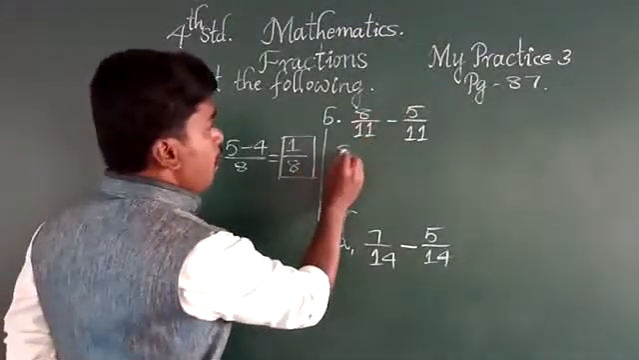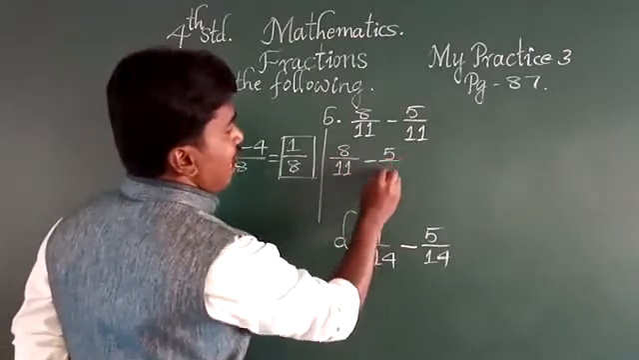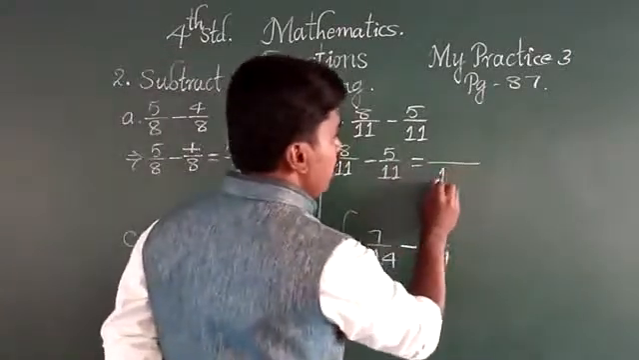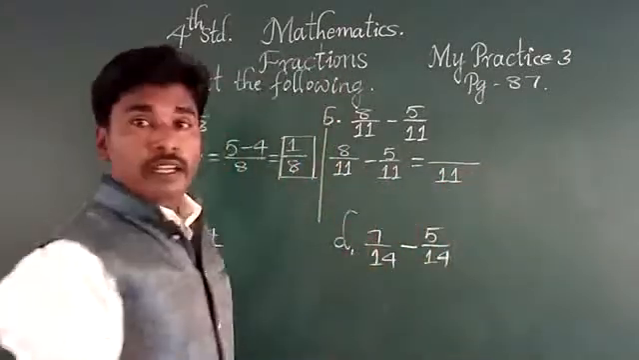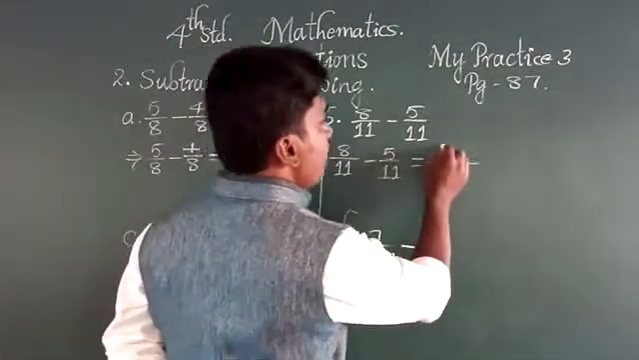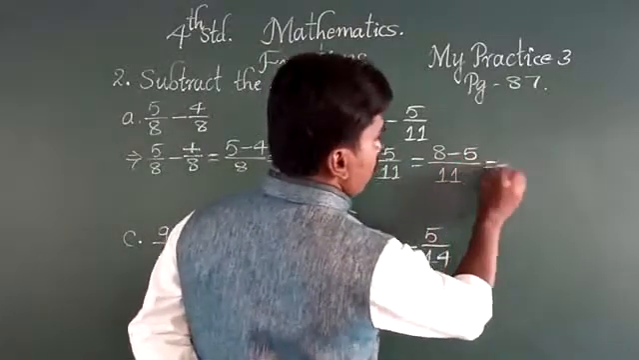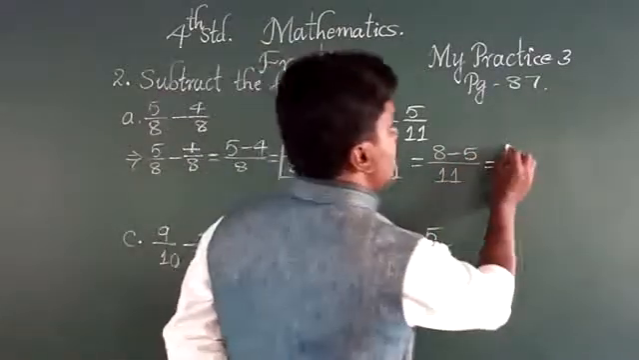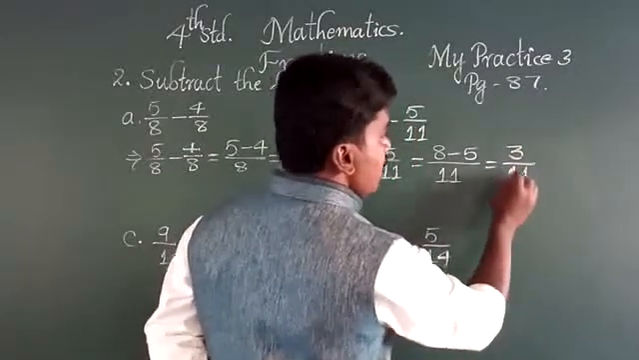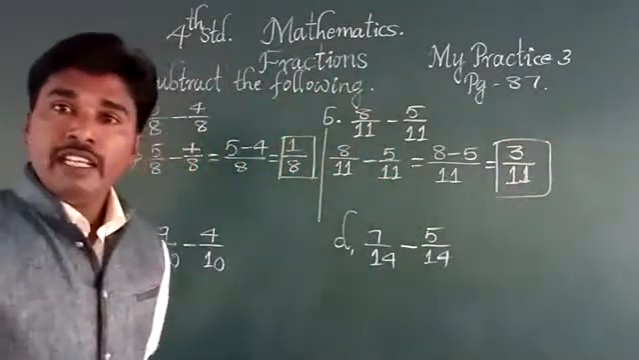Now you come to the second one. It is 8 by 11 minus 5 by 11. So take out the common denominator. It is 11 only. Subtract the numerators. Numerators are 8 minus 5. What is 8 minus 5? It is 3. 3 by 11. Write this 11 as it is. So 3 by 11 is the answer.